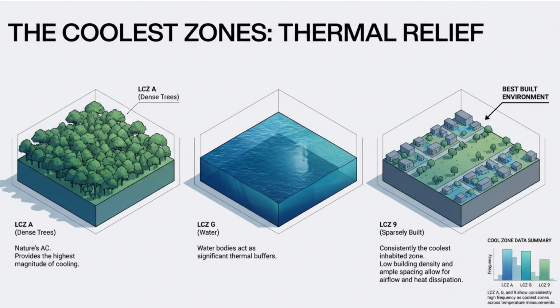Second is LCZ 10, heavy industry zones, with high anthropogenic heat emissions from industrial processes and vast concrete expanses. Third is LCZ 8, large low-rise zones, characterized by extensive asphalt surfaces, like parking lots with zero vegetation. These are essentially heat traps that absorb solar radiation all day and release it slowly at night, preventing nocturnal cooling.